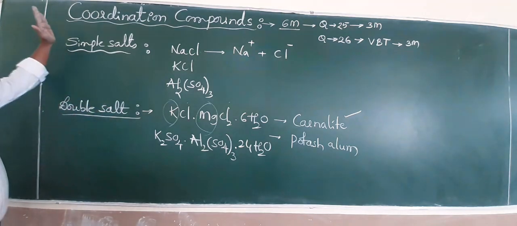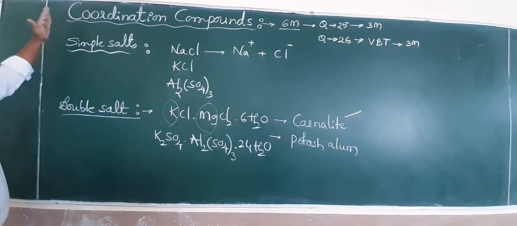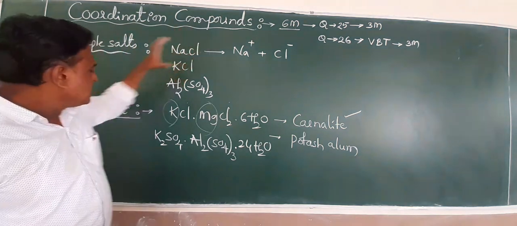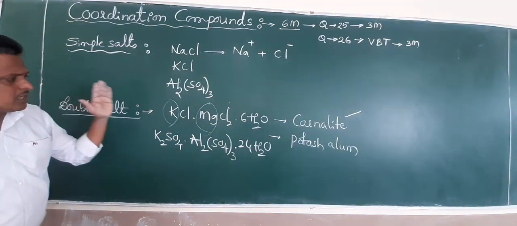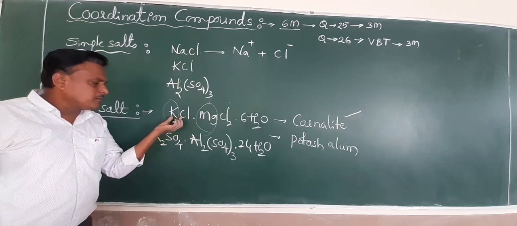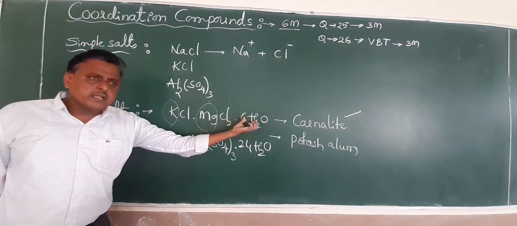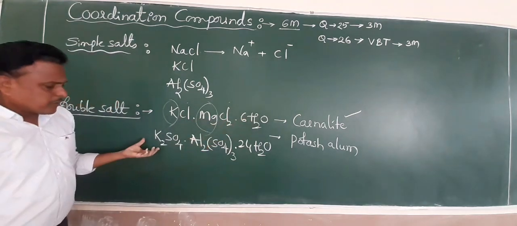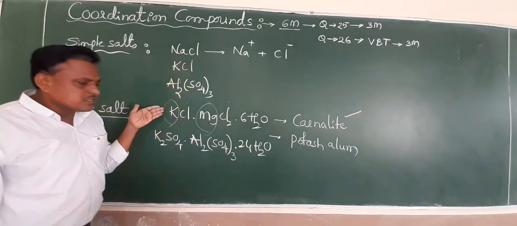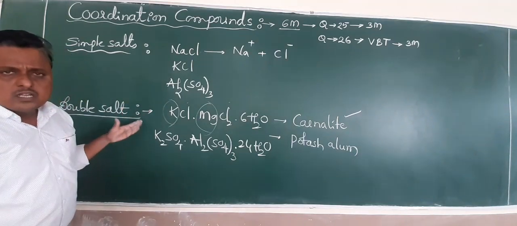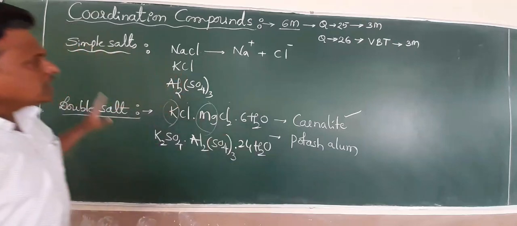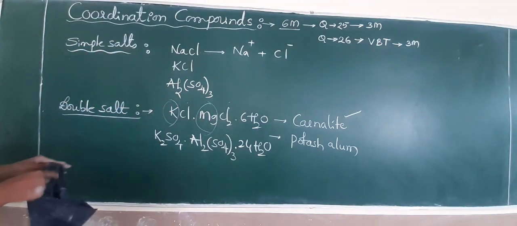I repeat: before coordination compounds we have a simple salt, which has one cation and one anion, and a double salt, which has 2 cations and 2 anions, or a combination of 2 simple salts. For example, KCl.MgCl2 binding with 6 water molecules, and potassium sulfate and aluminum sulfate binding with 24 water molecules. The names are carnallite and potash alum. This is a simple story behind coordination compounds.